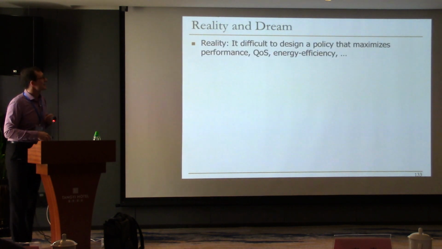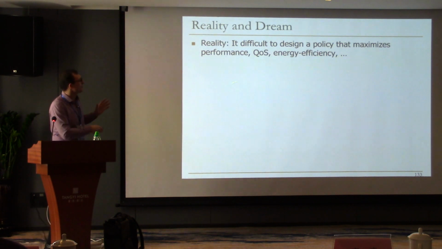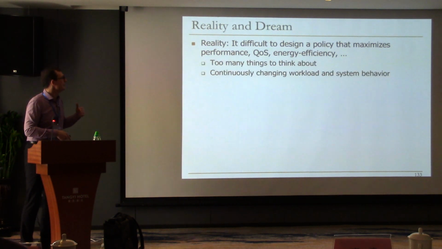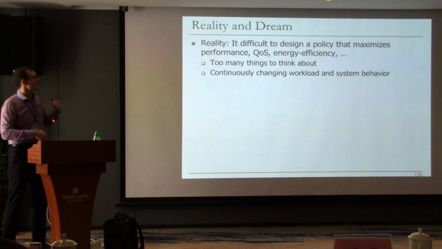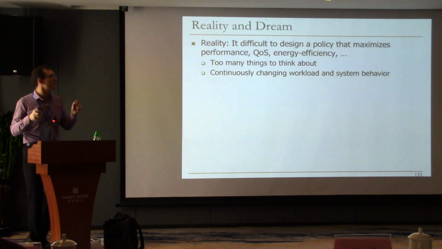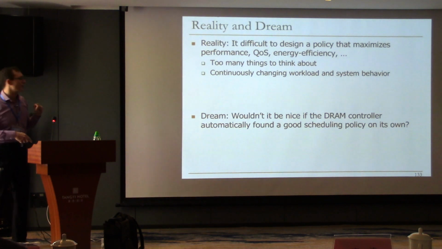So the reality is that it's difficult to come up with a policy that's good at, let's say, even performance, not even talking about quality of service or energy. There are just too many things to think about for a human. And the workload continuously changes, and the system continuously changes. Forget about adapting. Coming up with a single static policy is difficult. So wouldn't it be nice if the DRAM controller automatically found a scheduling policy of its own?